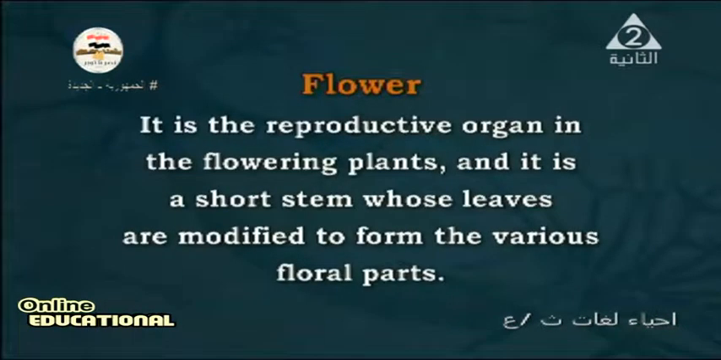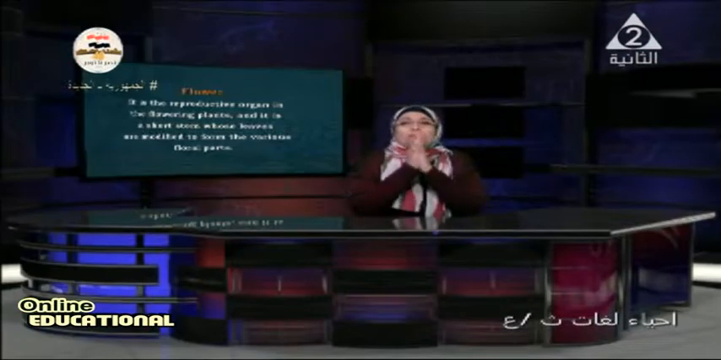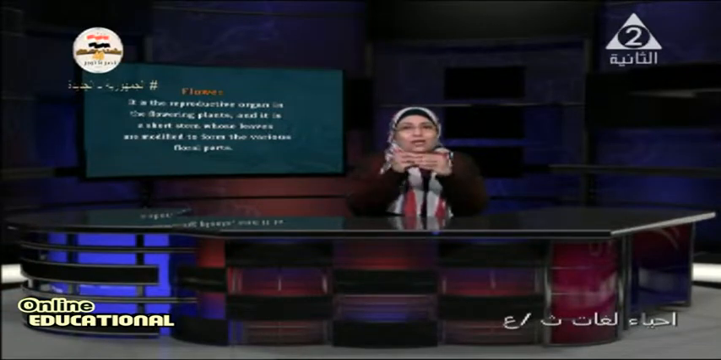Okay, what is the flower? The flower is the reproductive organ in flowering plants, and it is a short stem whose leaves are modified to form the various floral parts. This is the reproduction in plants. What is reproduction in plants? Reproduction in plants means the flower must be found.